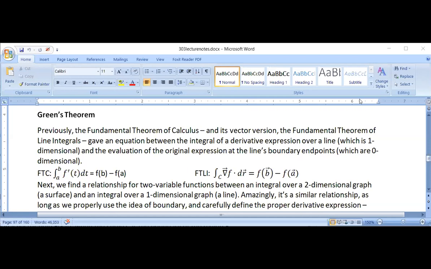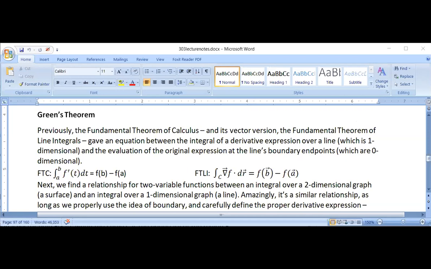So now we're going to do two things. First of all, we're going to find the relationship, for two-variable functions, between an integral over a two-dimensional region and an integral over a one-dimensional curve, which is, of course, a line. The way we do that is we start by saying, what if C itself is the boundary? Then C is now a boundary of a two-dimensional region.